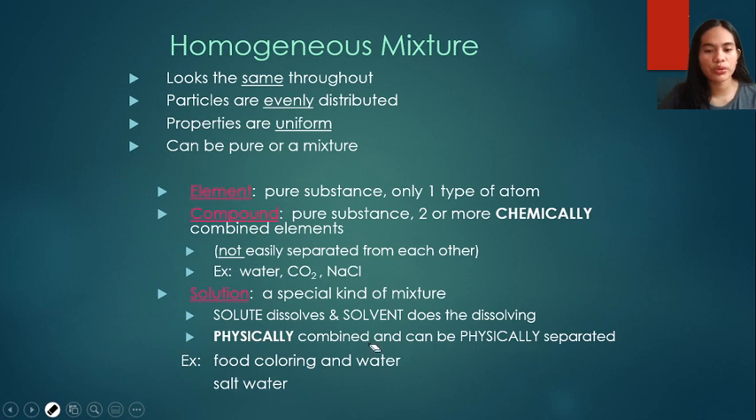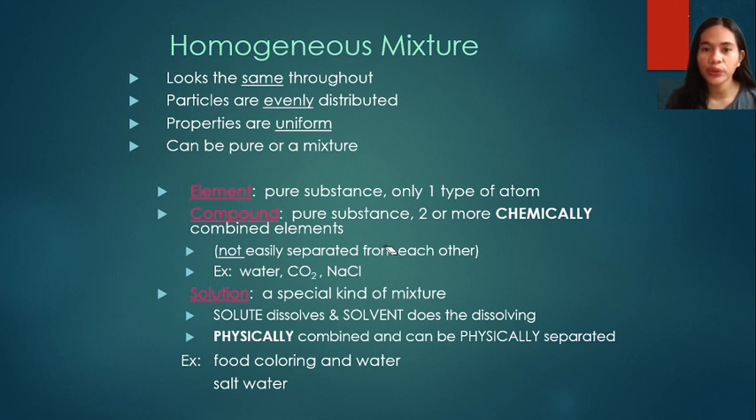We also have here solution. Solution is a type of mixture. When we say homogeneous mixture, that is a solution, wherein we have the solute and the solvent. What do we mean when we say solute? Solute is the one that is being dissolved. And when we say solvent, that is the one that is dissolving.